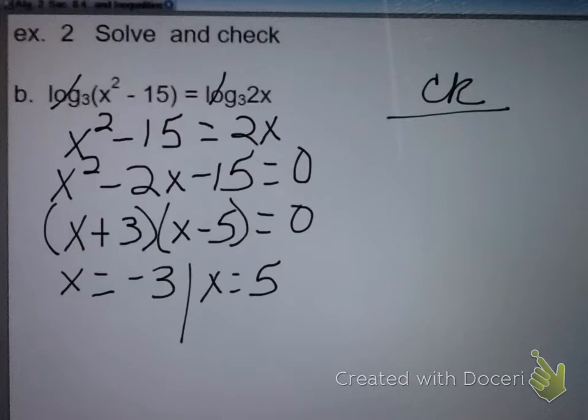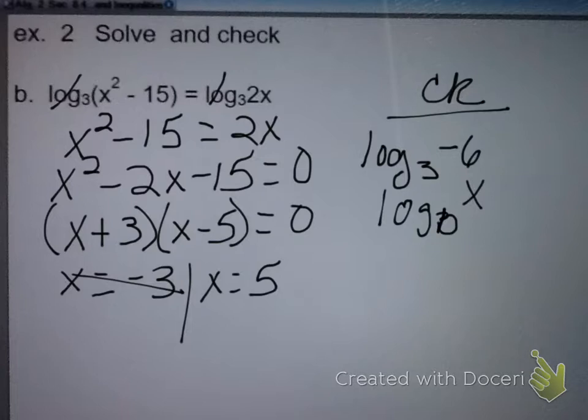So we're going to plug in negative 3. So that's log base 3 of negative 3 squared is 9. 9 minus 15 is negative 6. I can stop right there. Remember that you cannot have log base b of x. X cannot be negative, and it is, so we are going to scratch out negative 3.